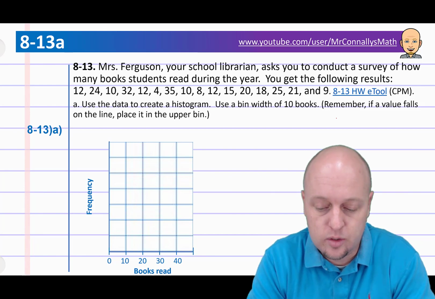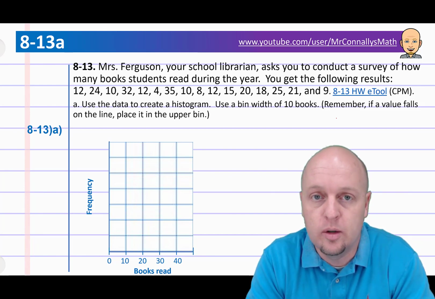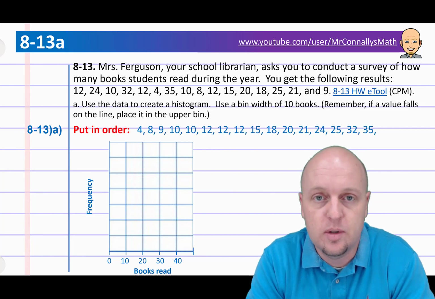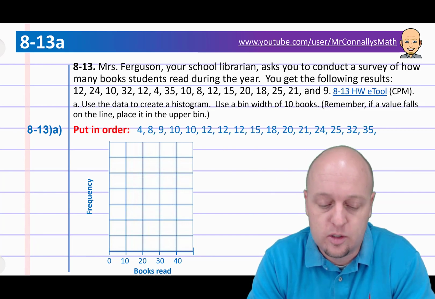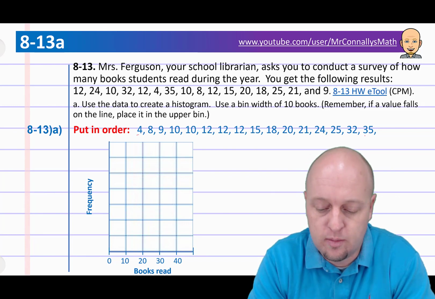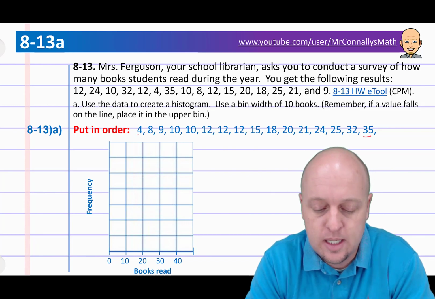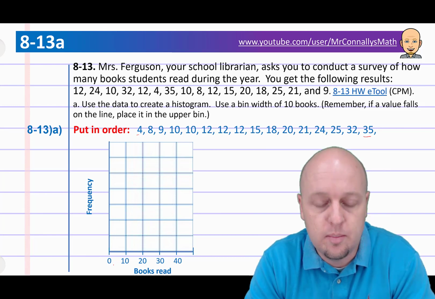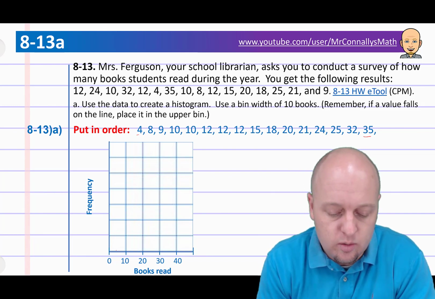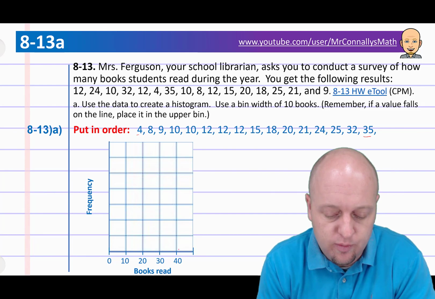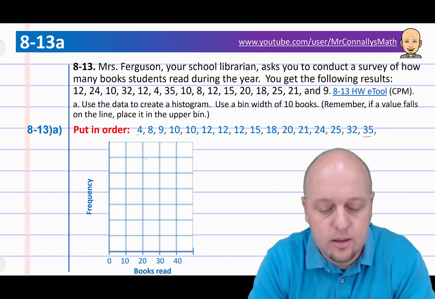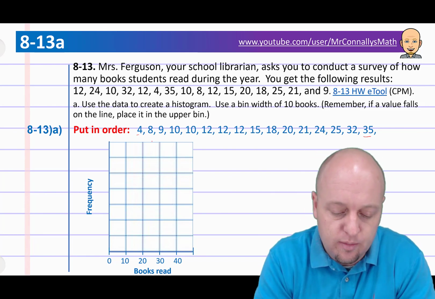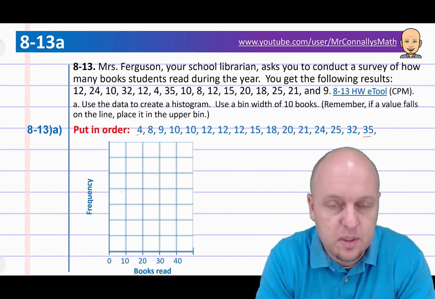Okay, so first thing we need to do is put them all in order from least to greatest. That's pretty much how we start out every data display. So we see we've got a minimum of 4, a maximum of 35, a median somewhere in the middle of all those numbers. To make a histogram, we're using a bin width of 10. Notice I'm using the graph paper like you have in your notebook. One square will be 10, then 20, 30, 40, and give yourself about 7 or 8 to go up. And then for frequency, that'll just be how many goes in each bin.